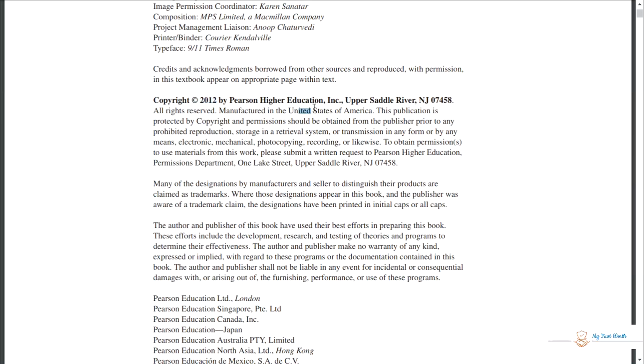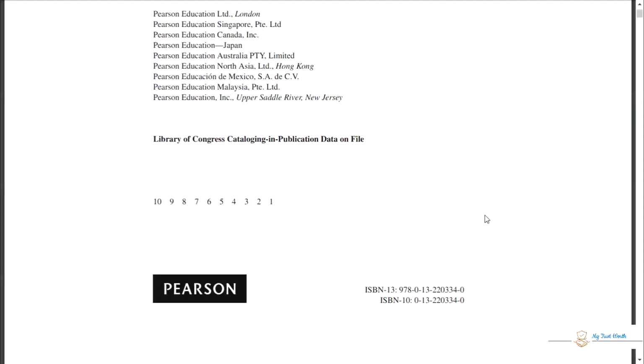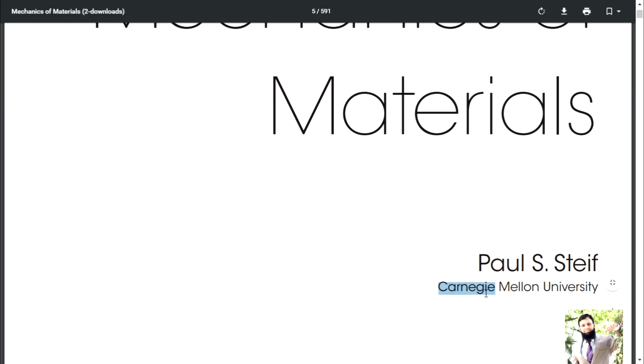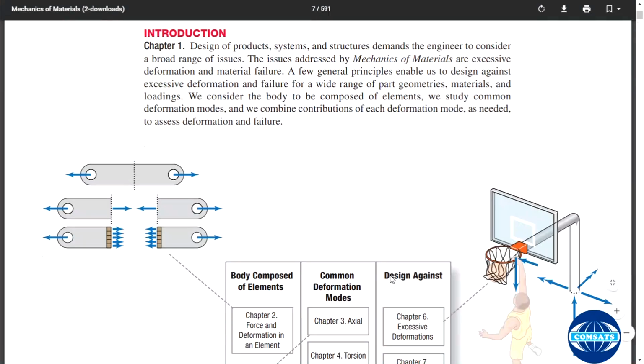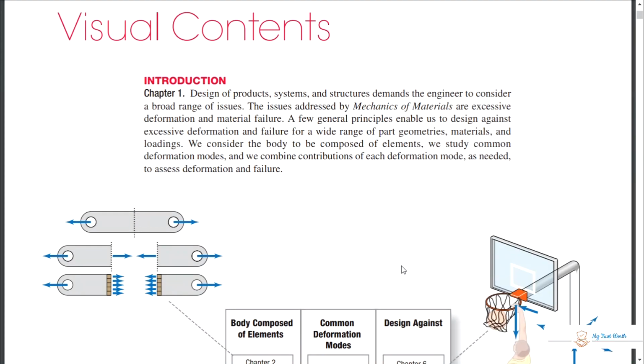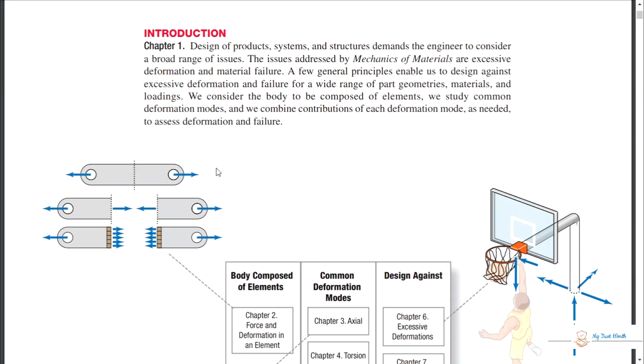So this is almost a recent book, and you can relate your courses or your curriculum to the standards which are followed in America in the current era. This book was written by a professor of mechanical engineering. He's working as a professor at Carnegie Mellon University. So how he has written this book, and visual content is available.